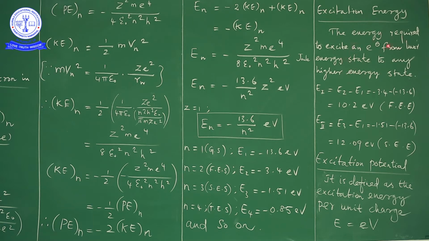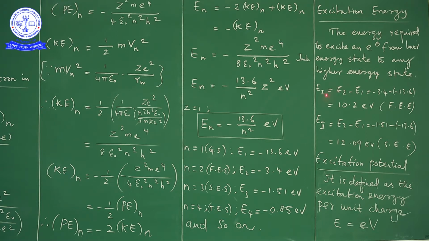How much energy is required to excite an electron from the ground state to the excited state? That energy is called the excitation energy. So, excitation energy is nothing but the amount of energy needed to excite an electron from the ground state to the excited state. Here I have written: from a lower energy state to any higher energy state.